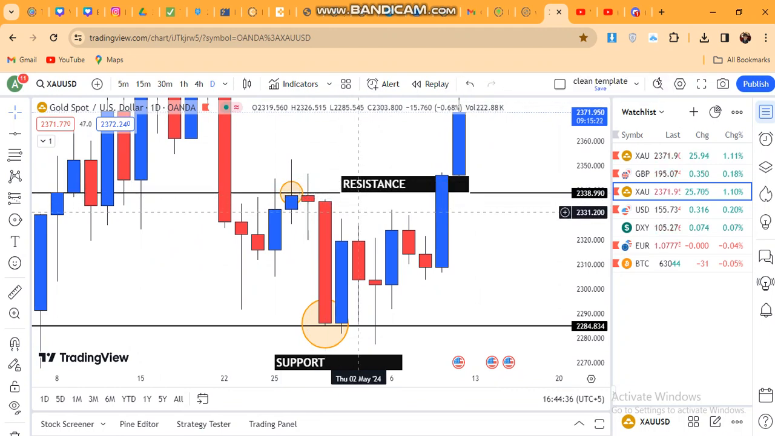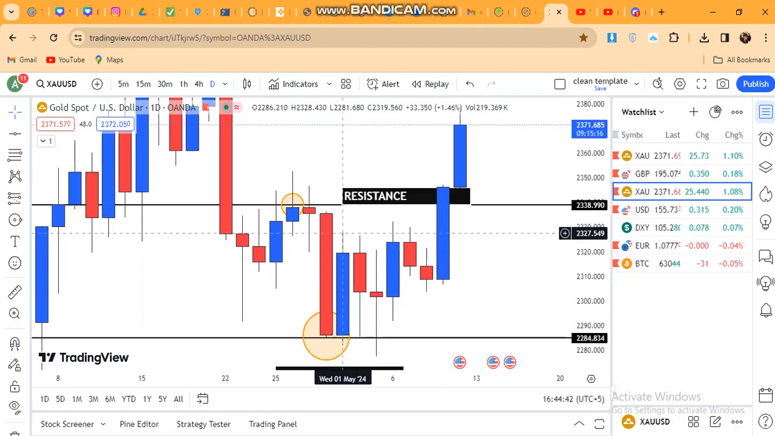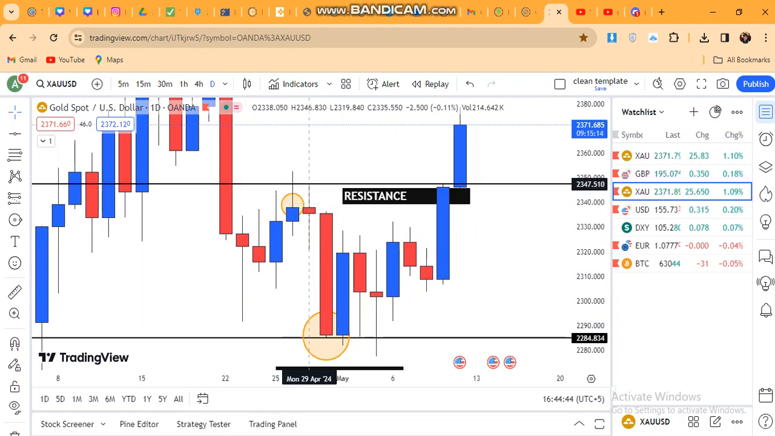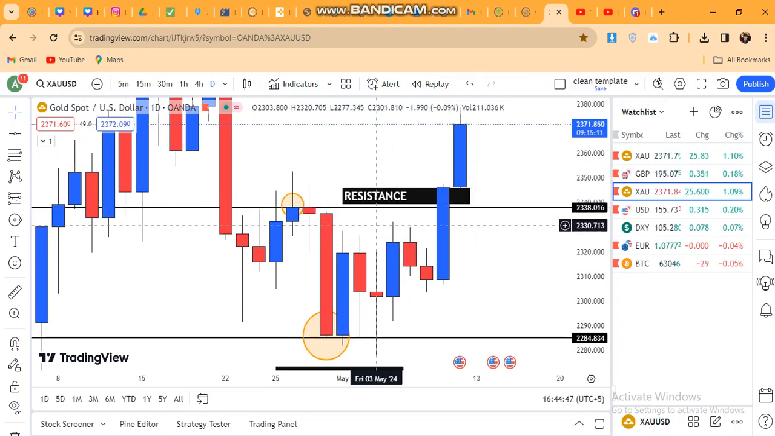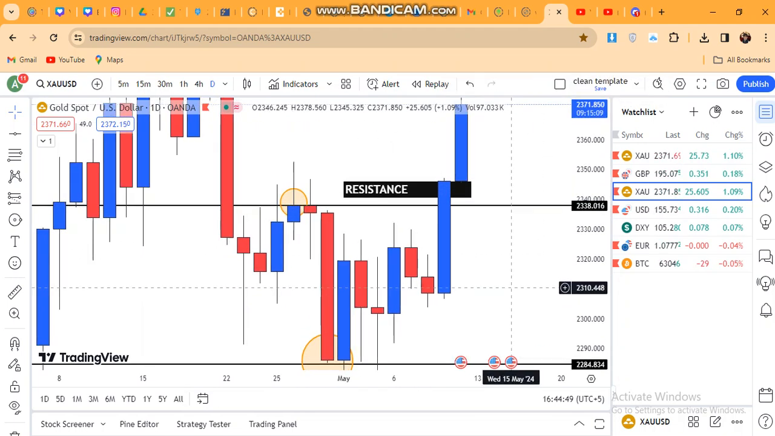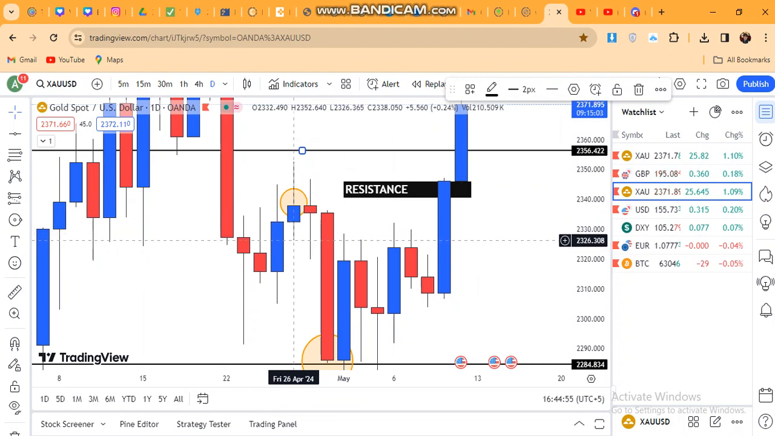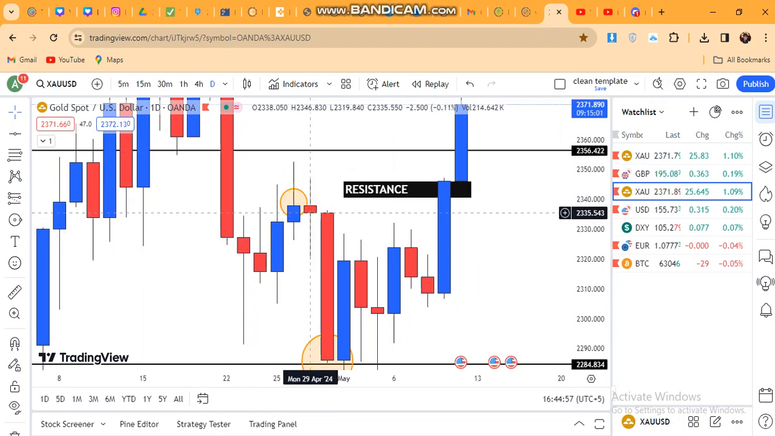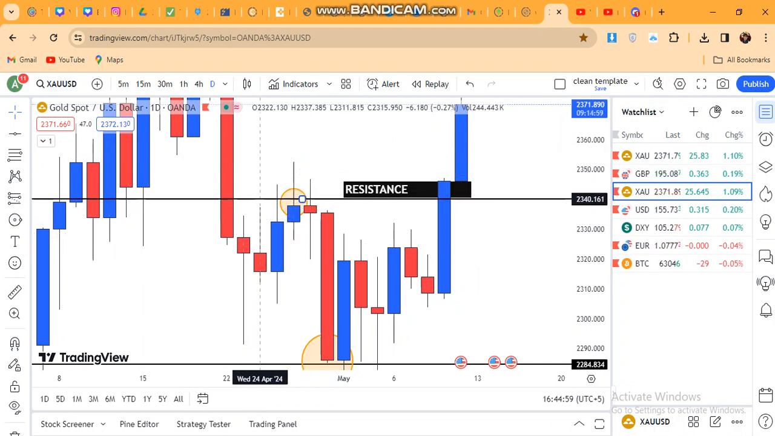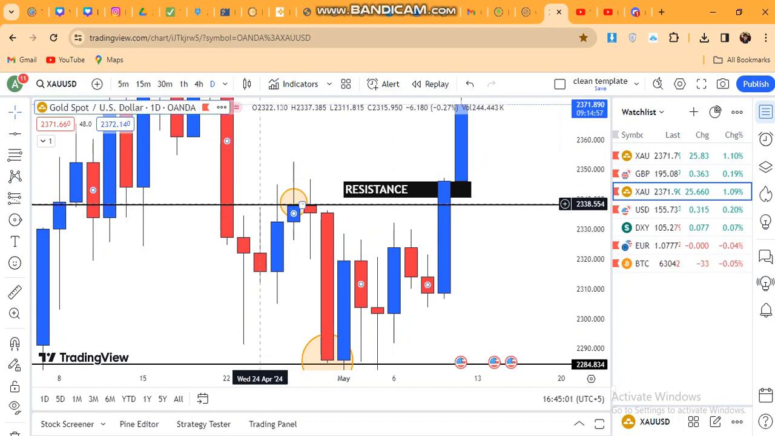Now a few of you are going to ask, what about the wicks? Whenever you are drawing your support and resistance, sometimes it is a zone. It is not a specific level, it is a zone. But whenever you are drawing support and resistance, you are going to draw the bodies. When the price forms resistance, the bodies of the bearish and bullish candle start at the same point. So you draw it at this point.